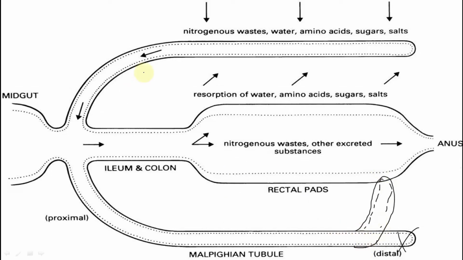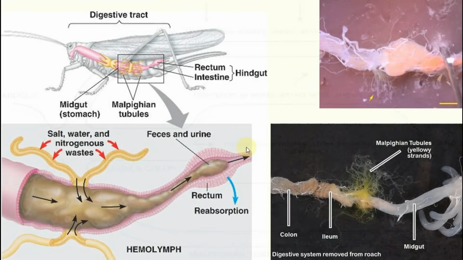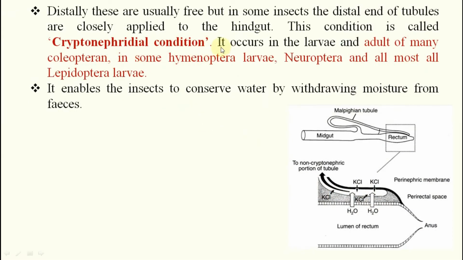This particular condition is known as the cryptonephridial condition. Clearly understood? So now understood this one. It occurs in the larva and adult of many coleopteran beetles, in some hymenoptera larva, neuroptera, and almost all lepidopteran larva. These conditions happen. It enables the insect to conserve water by withdrawing the moisture from the fecal matter.